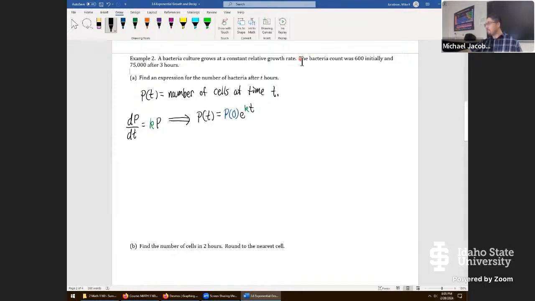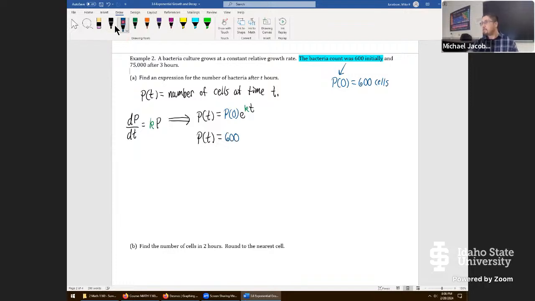So next it says the bacteria count was 600 initially. The wording here is very, very important. We're throwing buzzwords like initially because that's the initial population size. What they told us here is population at time zero, the initialization of the experiment, is 600 cells in the culture. So already we can plug that in right here. We're building up our function as we go. So population size at time t is now 600 times e to the power kt.